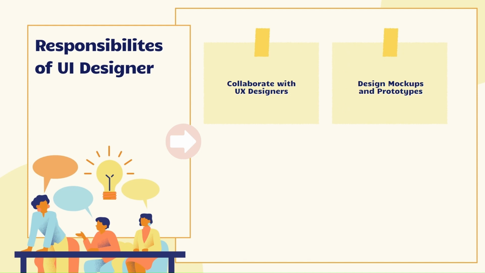Now next is the style guide creation. They develop a style guide that defines the visual language of a product, ensuring consistency across all screens and elements. So this includes color palettes, font choices, button styles, and all other design elements which are used in that project.